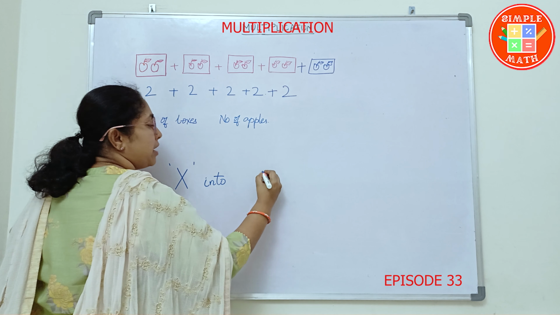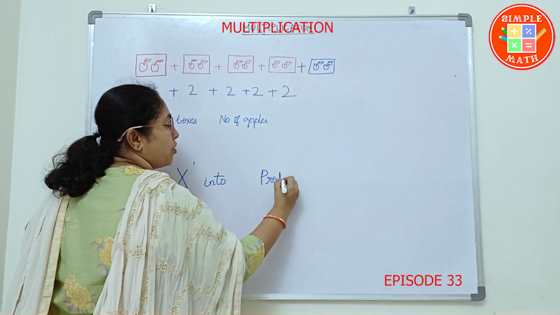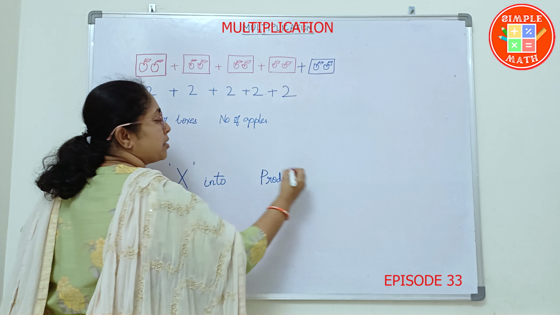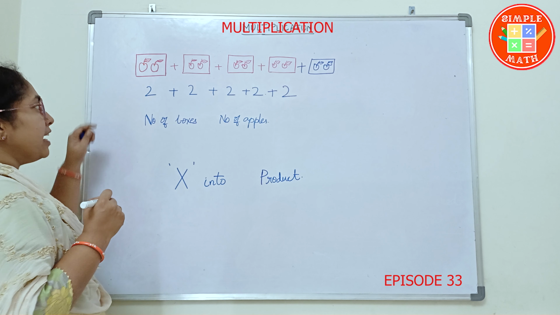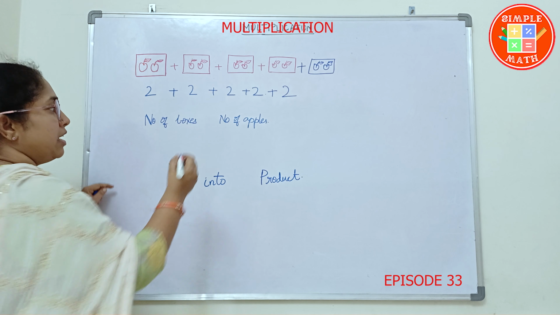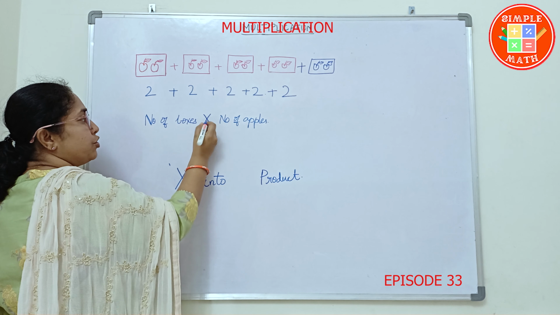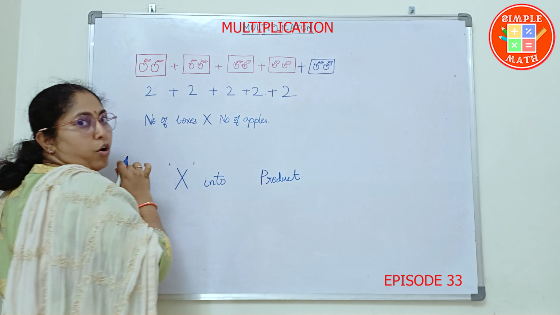And the answer in multiplication is called product. What is it called? The answer in multiplication is called product. Here, first we are counting the number of boxes and writing into, then the number of apples inside the box.